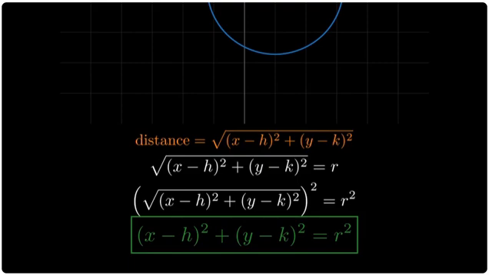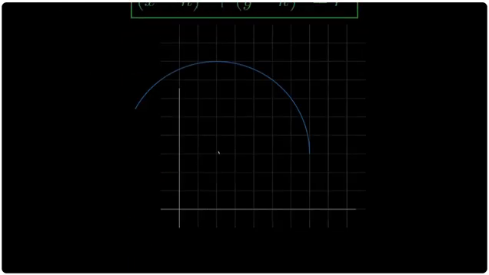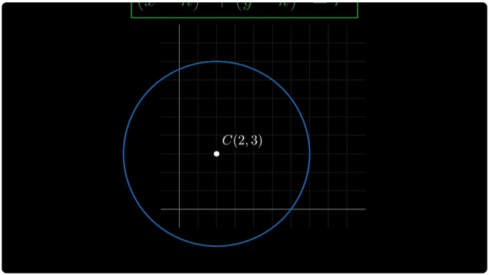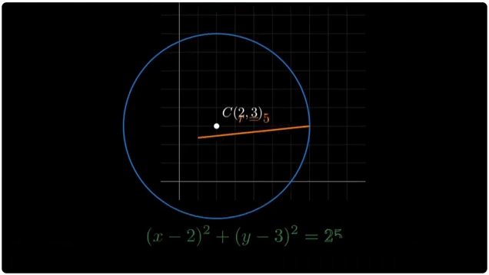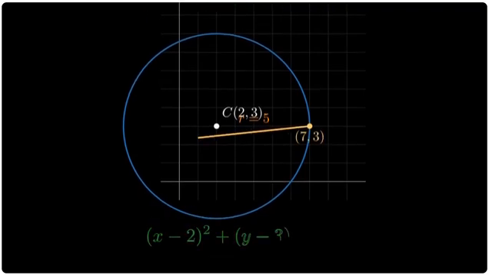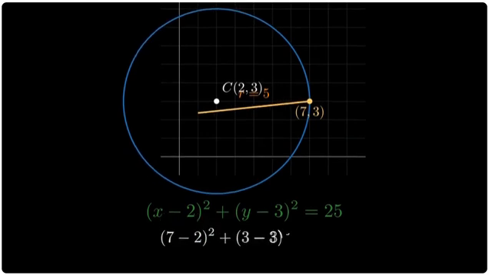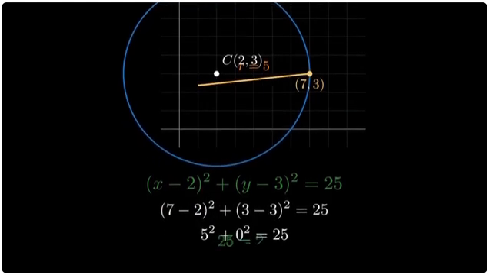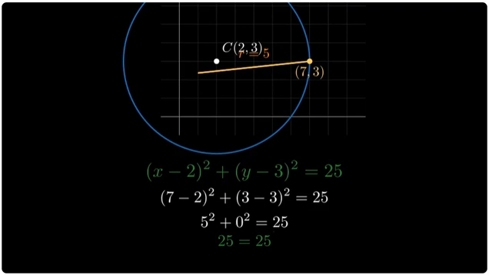Let us do a concrete example. We will draw a coordinate grid, place the center at 2, 3, and draw a circle of radius 5. Then we will write the equation. To check, pick a point on the circle, such as 7, 3. The distance to the center is exactly 5. Substituting into the equation, we get 7 minus 2 squared plus 3 minus 3 squared equals 25, which is true.